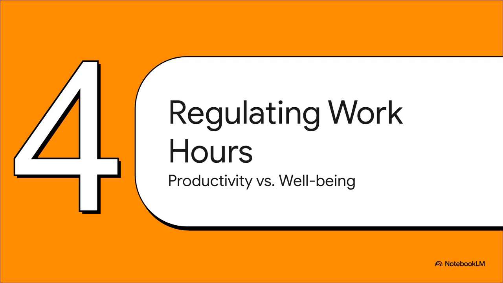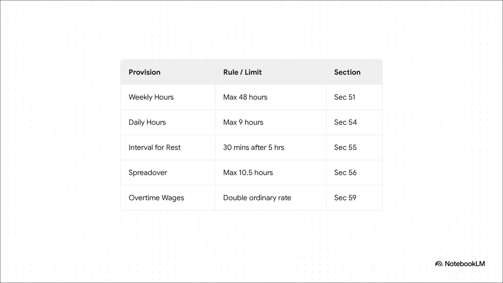All right, let's talk about the clock. Chapter VI of the Act is all about putting legal limits on working hours for adults. It's a balancing act, really, between productivity and preventing people from being overworked. This table right here is your ultimate cheat sheet, and every one of these numbers is fair game for an exam. You've got a max of 48 hours a week and 9 hours a day.